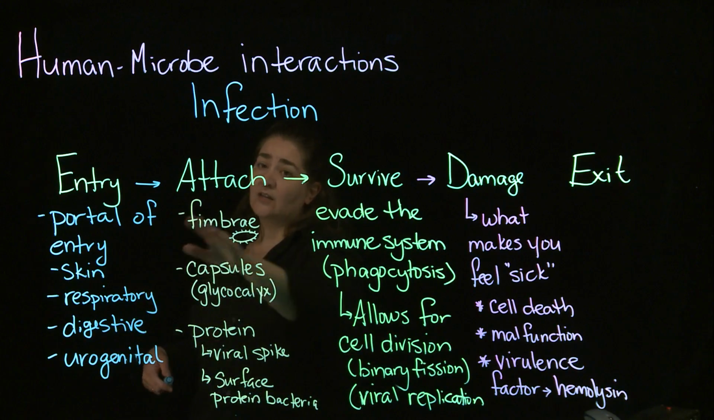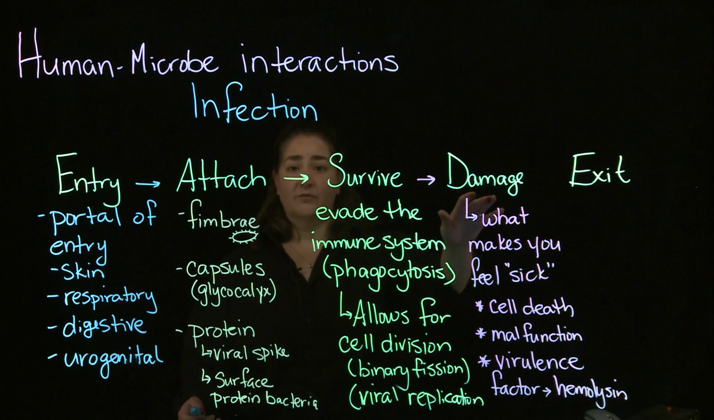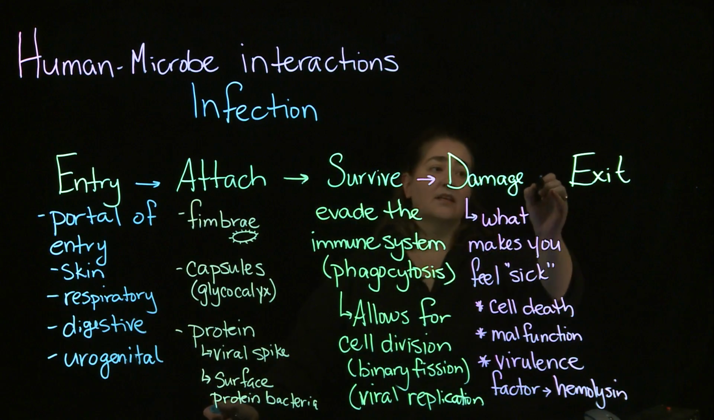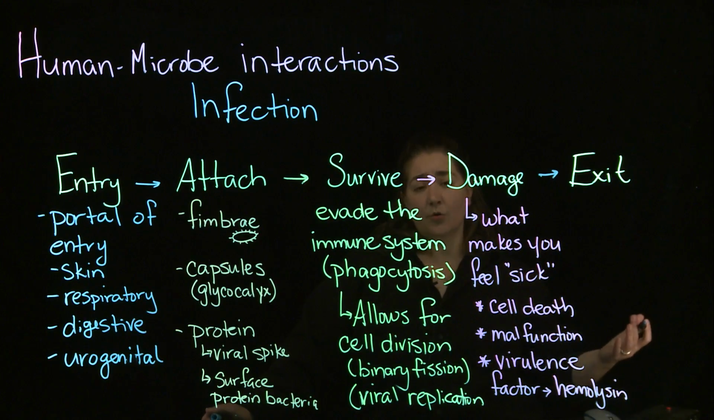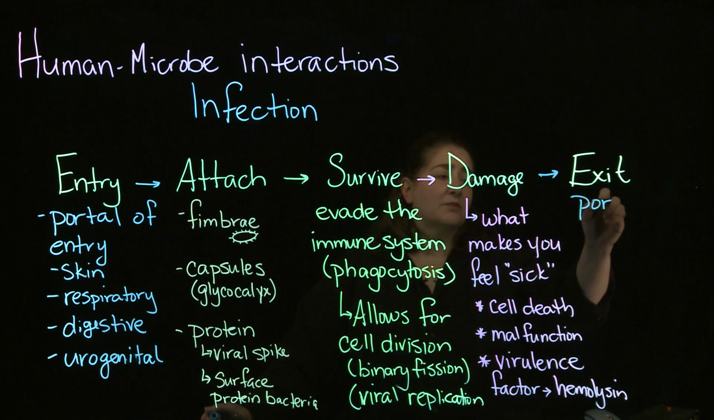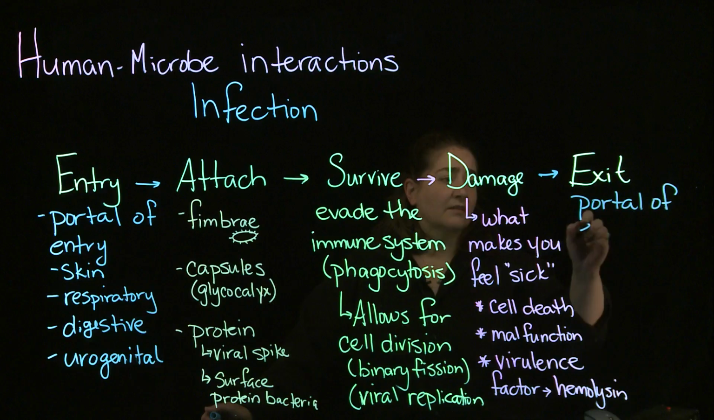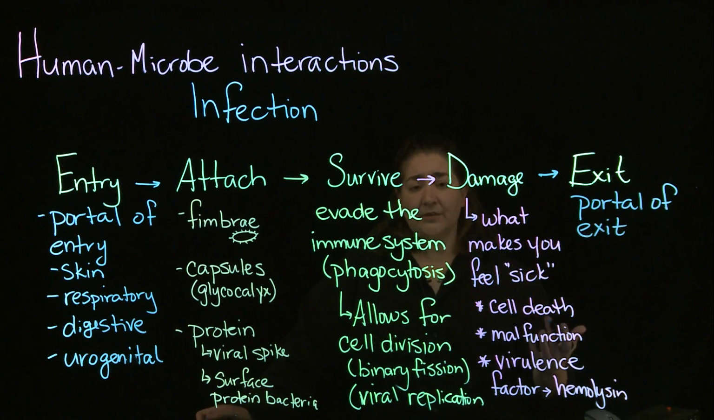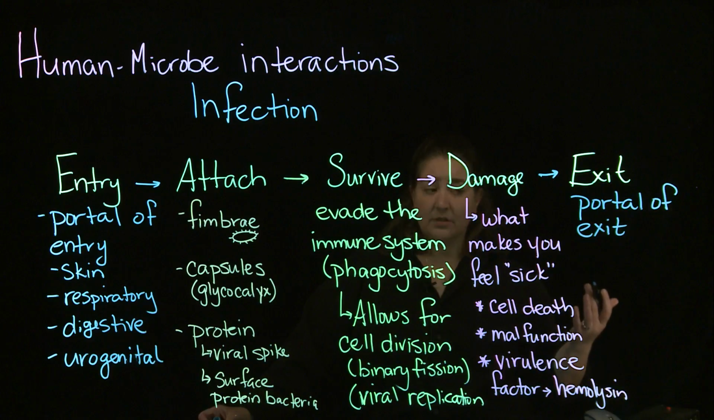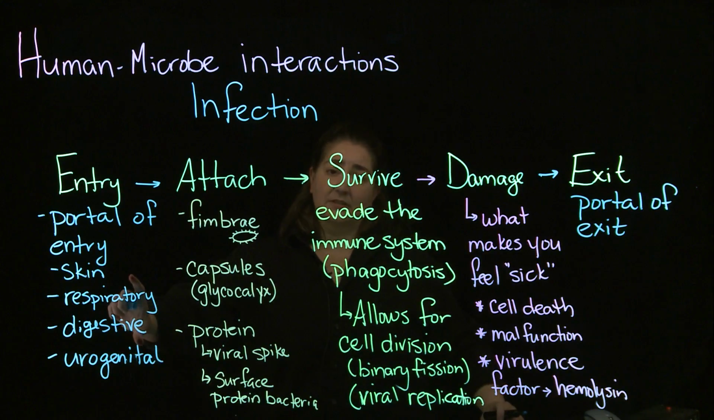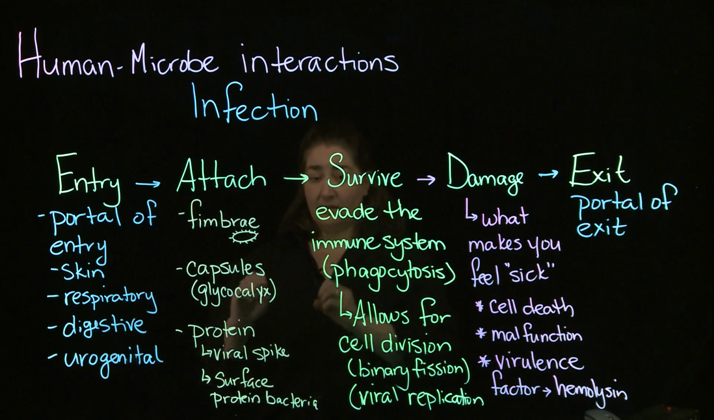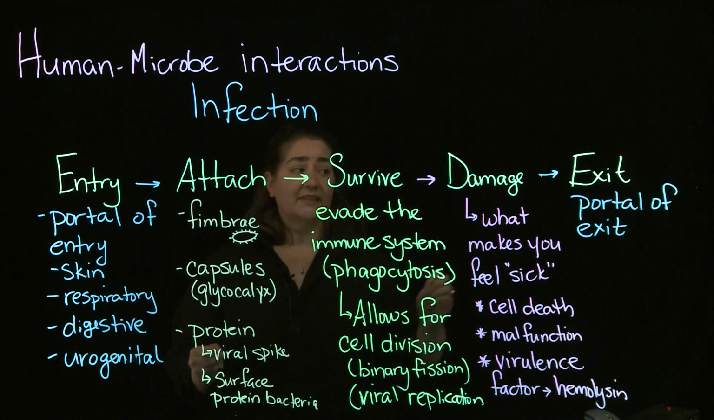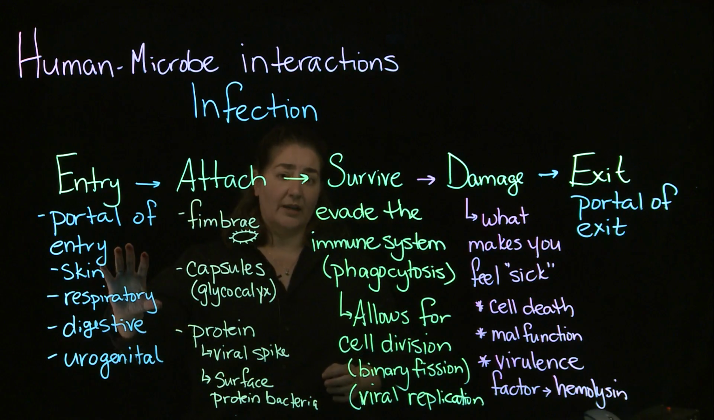All right. So we've got entry, we've got attachment, we've got survival, we've got damage that is caused from our pathogen, and then next, that particular pathogen is going to want to move on to another host. Okay. So in terms of that, that pathogen, whether it be bacterial or viral, is going to need to find a portal of exit. And really the portal of exit is going to be that same list that I have over here with the portal of entry. Keep in mind the particular bacteria or the virus may not leave by the same method it got into your body. All right?